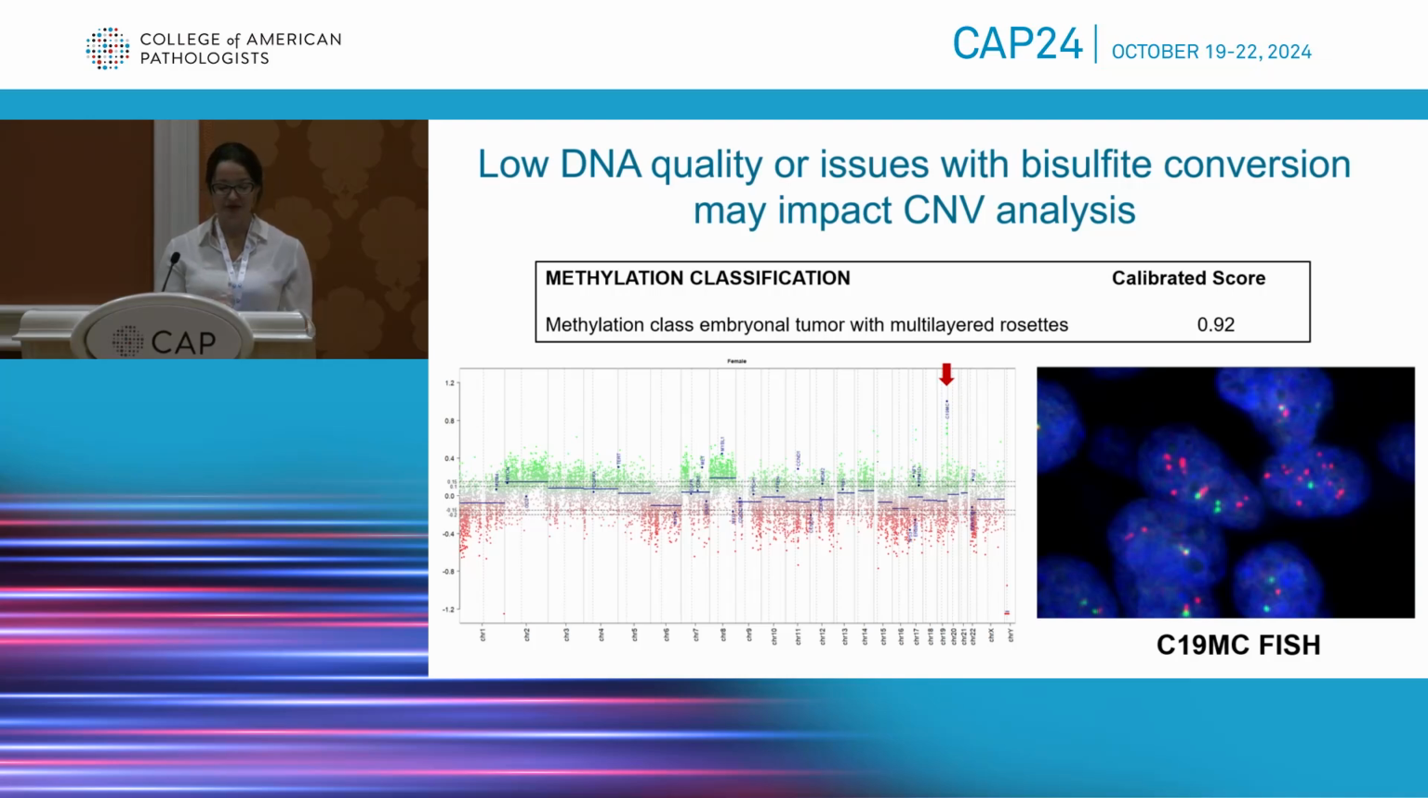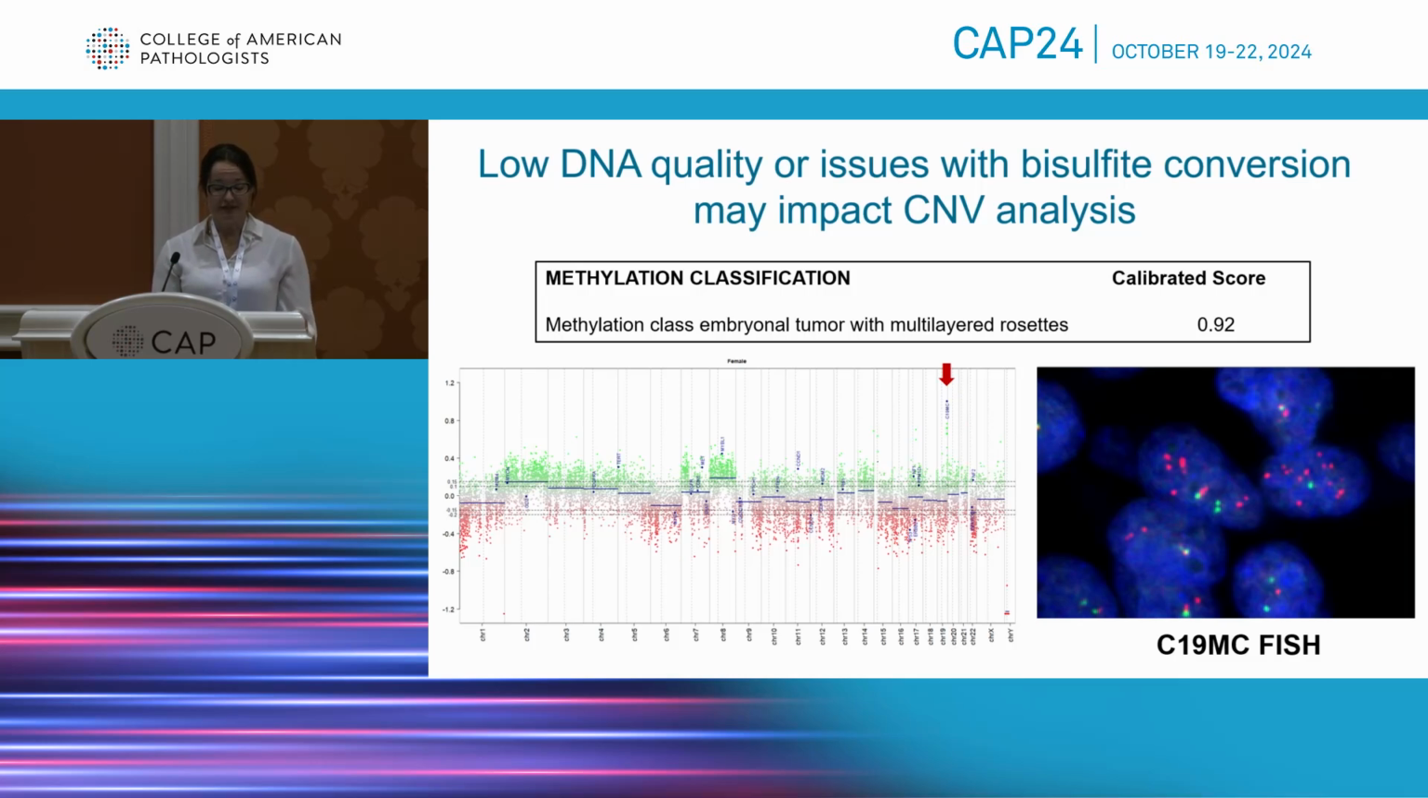So you can get a plot that's not very helpful for the copy number variant analysis, even though in this case we're still able to detect the amplification of the C19 microRNA locus, which is one of the classic alterations in this tumor type. But it's always important to understand that tumor quality is always important if possible.